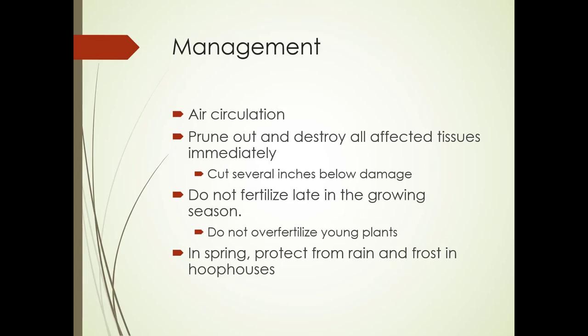Management includes air circulation. You prune out and destroy all affected tissues immediately, and when you do this, you want to go at least 6 inches below damage. Do not fertilize late in the growing season, and don't over-fertilize young plants. They become more susceptible. And in the spring, protect from rain and frost in hoop houses.